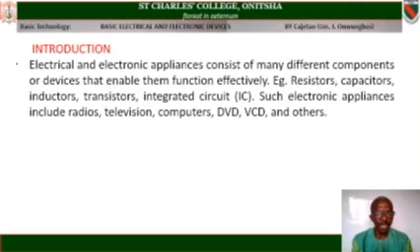Introduction. Electrical and electronic appliances consist of many different components or devices that enable them to function effectively. Examples are resistors, capacitors, inductors, transistors, integrated circuits, IC. Such electronic appliances include radios, television, computers, DVD, VCD, and others.